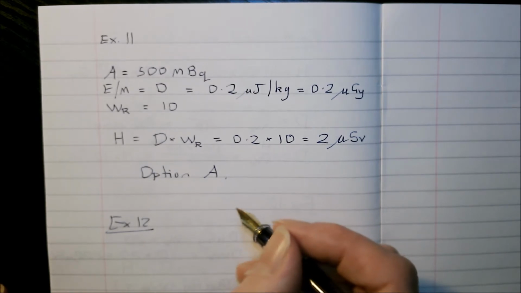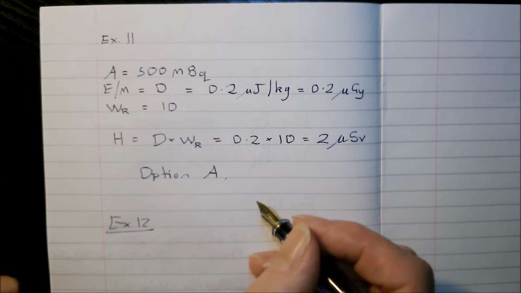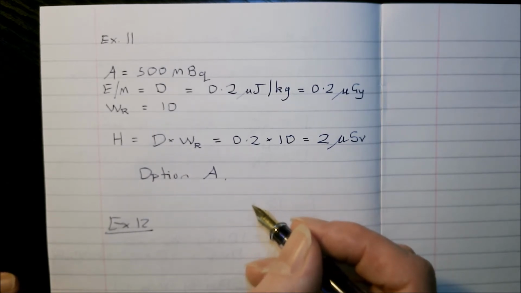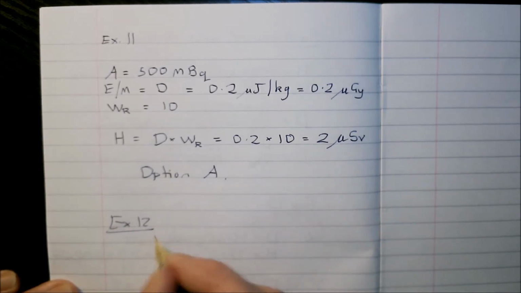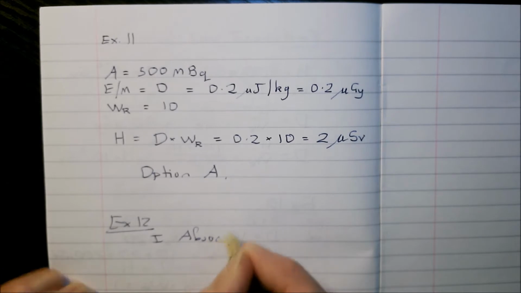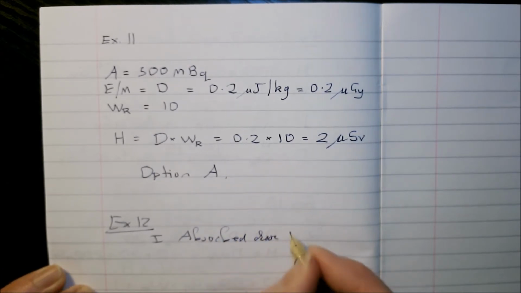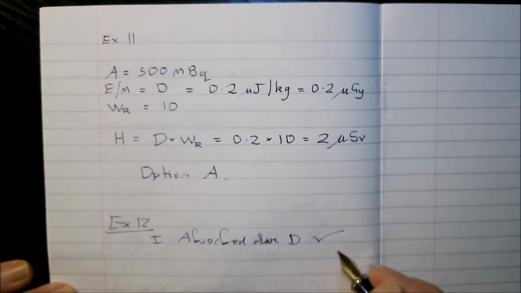On to number 12. Human tissue can be damaged by exposure to radiation. On which of the following factors does the risk of biological harm depend? Factor number 1 is the absorbed dose. So factor number 1, absorbed dose D, will have an impact on the risk of biological harm.